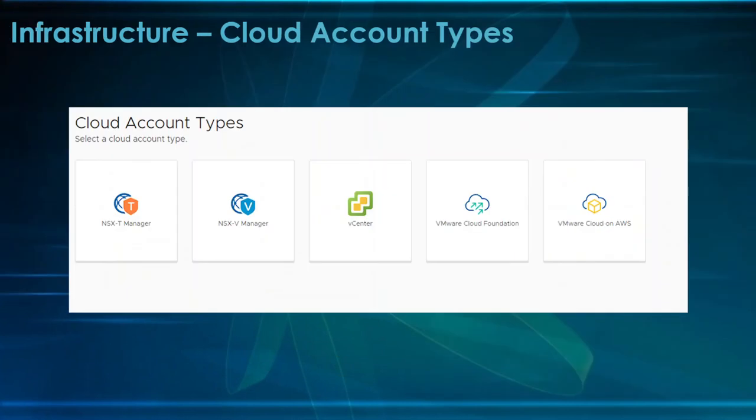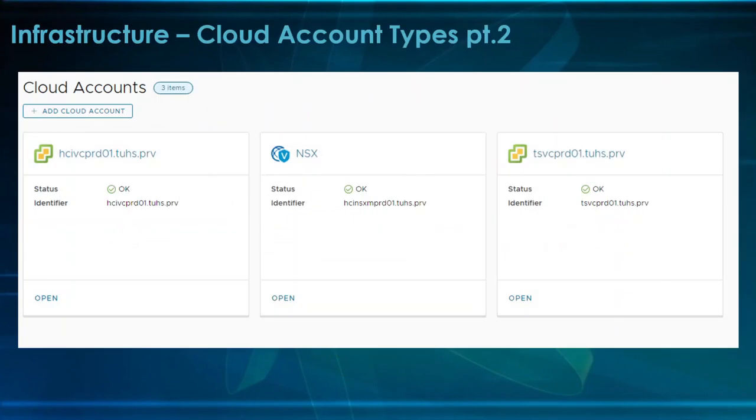Then in the infrastructure, these are all the cloud account types. We're not running the latest and greatest version, but there are more cloud account types that you can add. Cloud account types are your vCenter, Azure if you're using it, or AWS. Right now, this is all the cloud accounts we have. We have 2 vCenters and 1 NSX. I know we're still in V, but we're transitioning to T now.